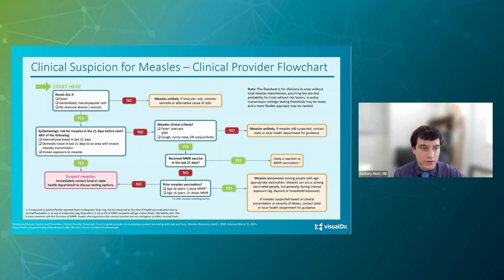So first, you check whether the patient has fever, generalized maculopapular rash, and not vesicular lesions. And if they are vesicular lesions, it could be something like chickenpox, but it is not measles. So if they don't have all three, measles is unlikely. If they do, then you look for whether there's any potential exposure, which could be international travel, especially to an area that's endemic for measles, any domestic travel to an area that might have a measles outbreak going on, or a known exposure. If you meet those criteria, you should suspect measles in that patient and go down that pathway.